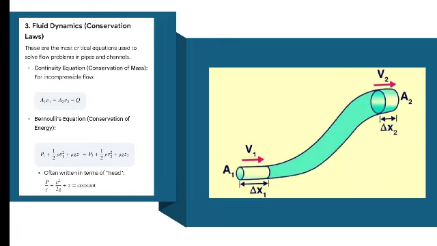Next one, fluid dynamics conservation laws. Continuity equation is based on conservation of mass. A1 V1 equals to A2 V2, that is Q. Bernoulli's equation, conservation of energy. P1 plus half rho V1 square plus rho g Z1 equals to P2 plus half rho V2 square plus rho g Z2. It means A1 V1 equals to A2 V2 is continuity equation. This P1 plus half rho V square plus rho g Z is Bernoulli's equation.